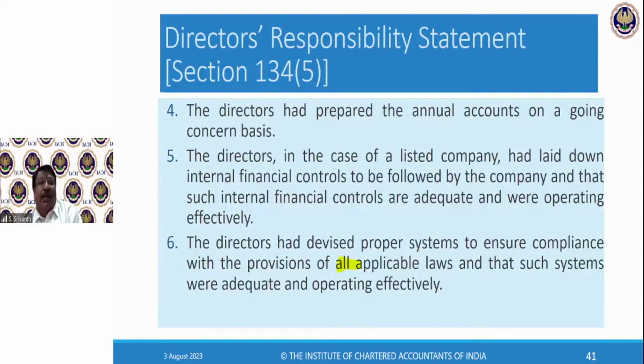The directors, in the case of a listed company, had laid down internal financial controls to be followed by the company, and that such internal financial controls are adequate and were operating effectively. Boss, when I come for statutory audit, I will verify the internal control.